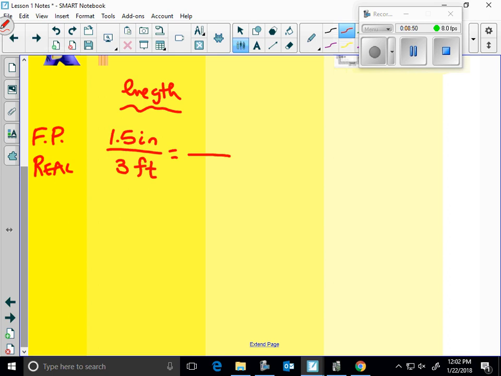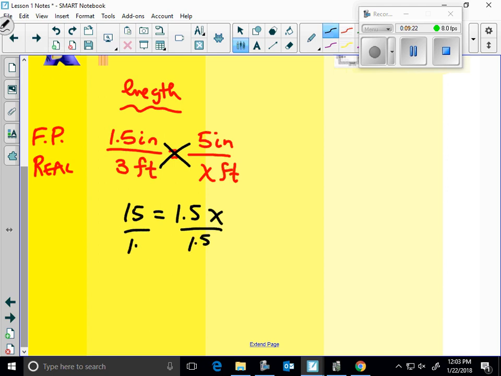Right, so he made the length of the room 5 inches. And we want to know how many feet it would be. Let's see, is that going to be a problem? I don't think so. Okay, so let's go ahead and cross multiply. So 3 times 5 is 15. And 1.5 times x is 1.5x. I divide by 1.5. And it looks like I get 10.